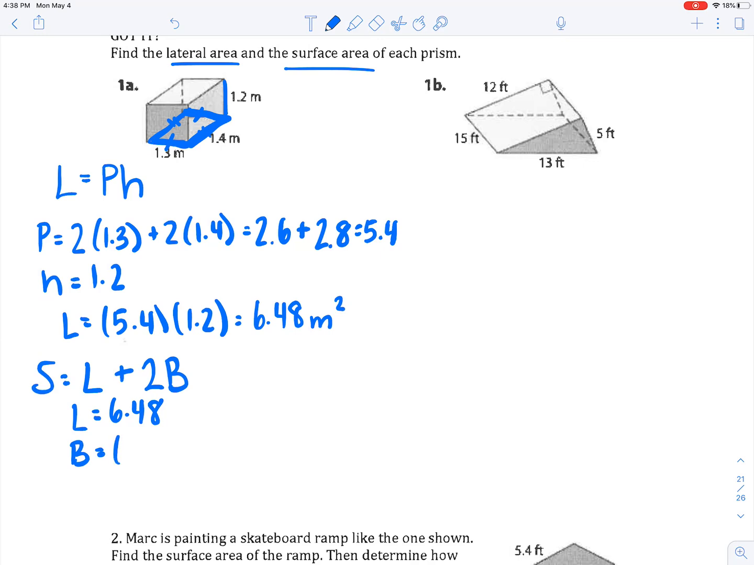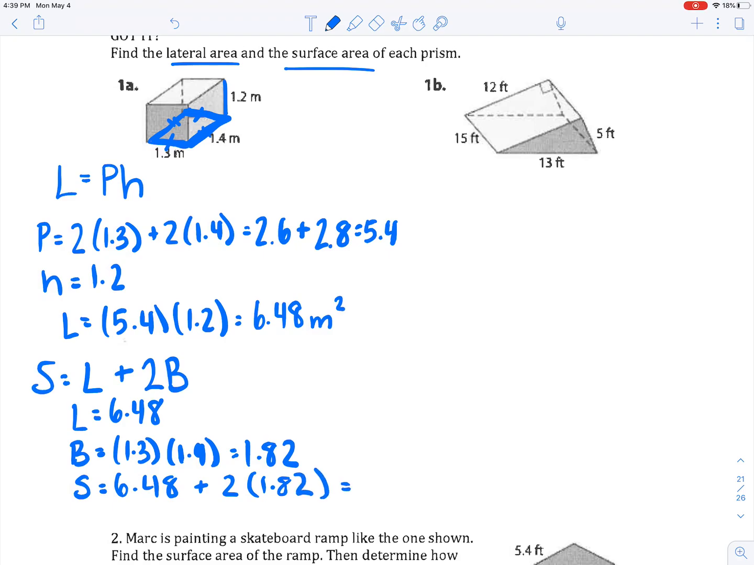That's a rectangle. Area formula for a rectangle is the base times the height. So I'll do 1.3 times 1.4 to find my area of the base. It is 1.82. So we'll plug it into our formula. Surface area equals lateral area plus 2 times the area of the base. And I get 10.12 meters squared.